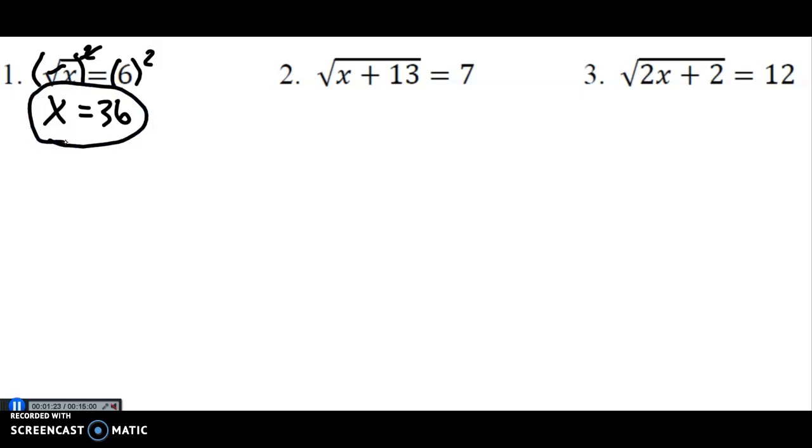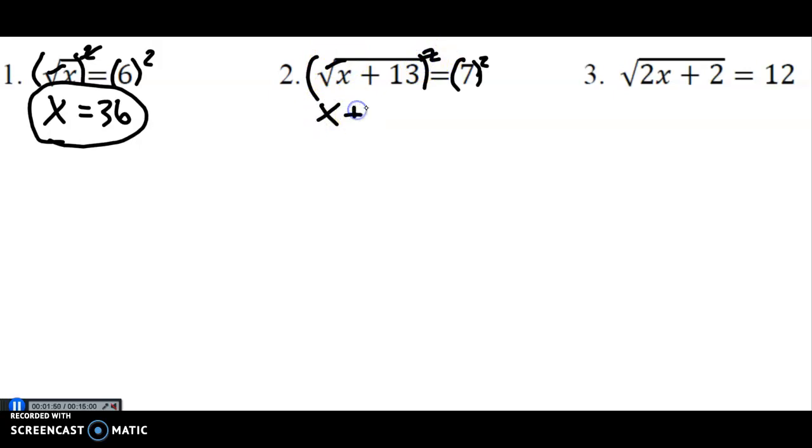Number 2. Again, we have our square root on the left-hand side and just a number on the right-hand side, but inside our square root symbol is a variable. So what we have to do is get rid of the square root. So we do the inverse or opposite, which is squaring. And we're going to square both sides. And again, what happens over here is the square root and the square cancel each other out.